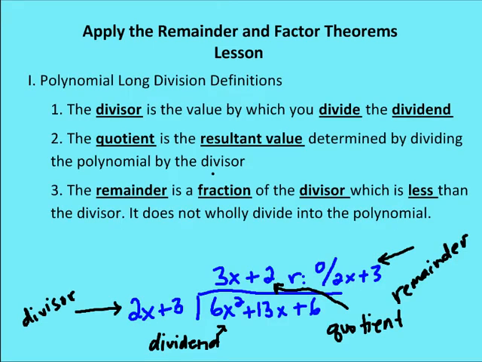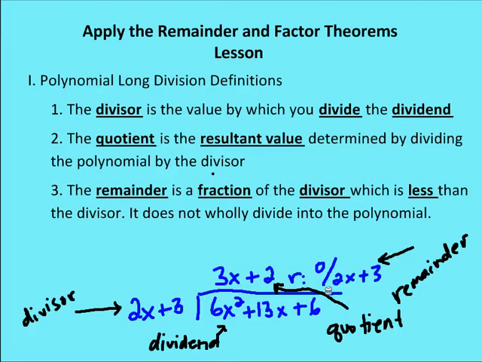Alright, polynomial long division terms. So we all want to be on the same page, and as I explain what we're doing, you need to know these terms so you can follow along. The divisor is the value by which you divide the dividend. So here I have my long division set up. 2x plus 3 is my divisor. In my half box here, I have the dividend, the value into which I'm dividing the divisor.